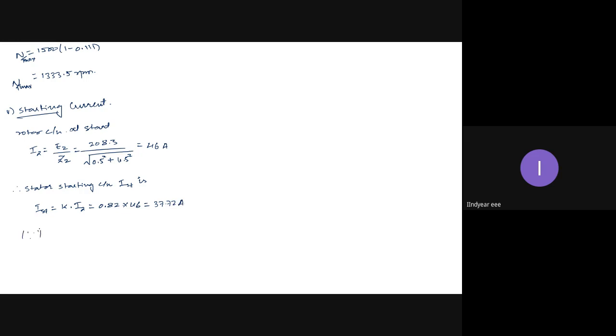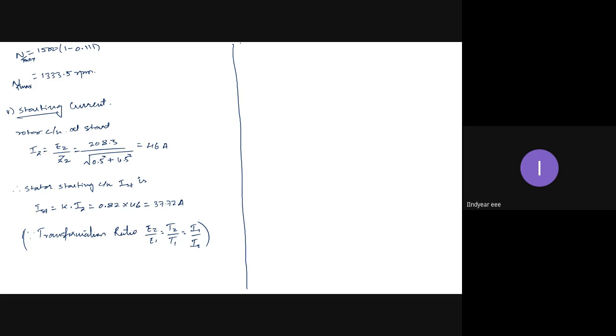Because the transformation ratio is E2 by E1 equals T2 by T1 equals I1 by I2. So I1 is the stator current here. Therefore, stator current is equal to the transformation ratio multiplied by rotor current. Why multiplied by rotor current? Because the transformation ratio is less than 1. This you should always keep in mind. If it was greater than 1, then it would have been 1 by K into I2.